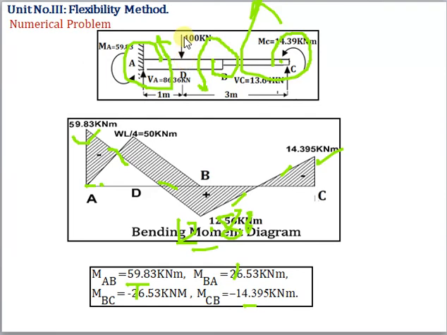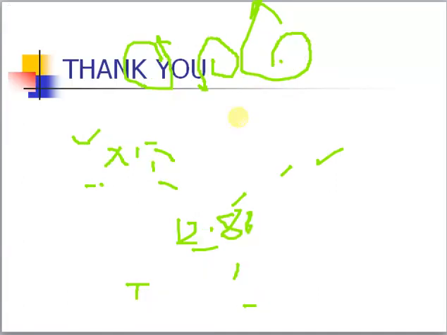Now for the point load, draw the free bending moment diagram. That becomes WL by 4 is equal to 50. W is 100 into 2 divided by 4, equal to 50 kilonewton meter. The portion which does not overlap, you have to hatch. So this is your bending moment diagram. Okay. Thank you.